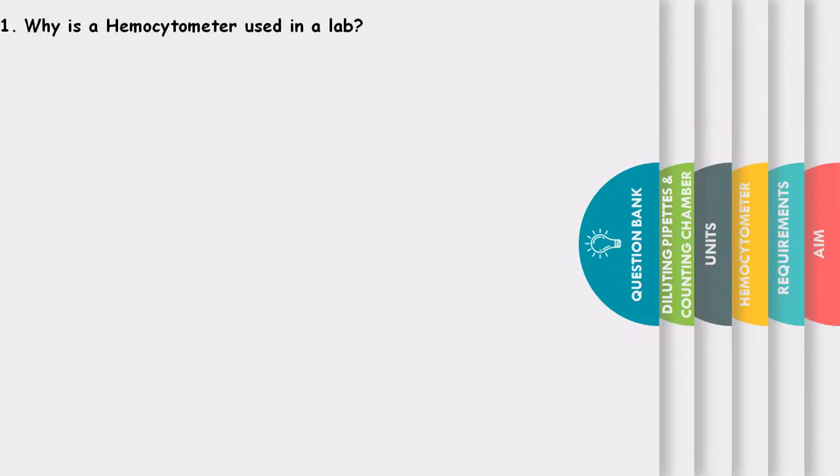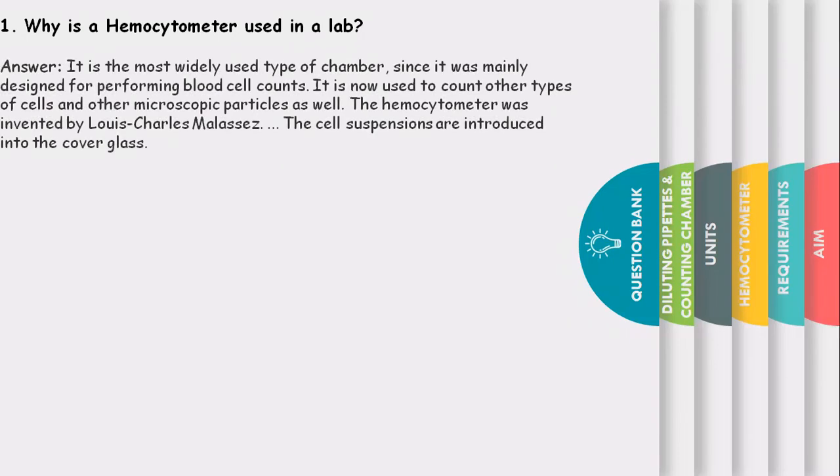Next question. Why is a hemocytometer used in a lab? And the answer is it is the most widely used type of chamber since it was mainly designed for performing blood cell counts. It is now used to count other types of cells and microscopic particles as well. The hemocytometer was invented by Louis Charles Malassez. The cell suspension is introduced under the cover slip.